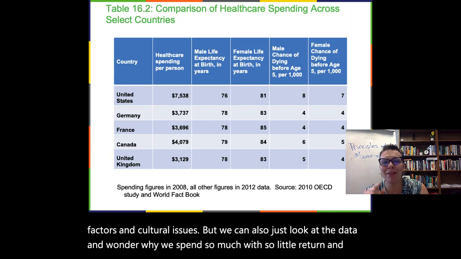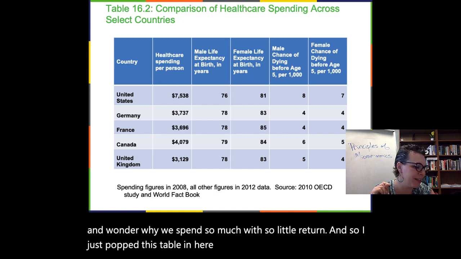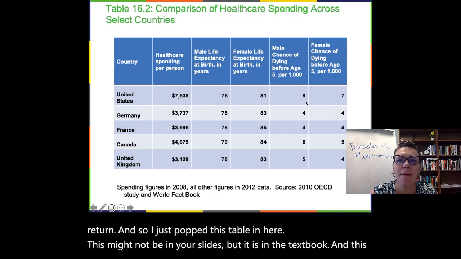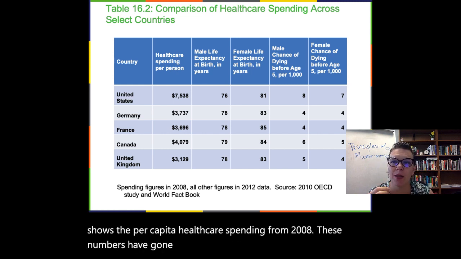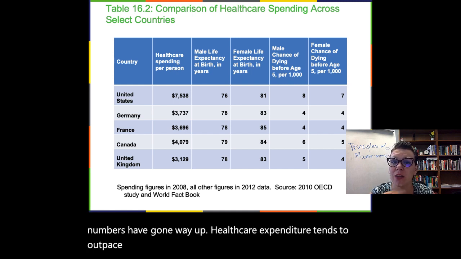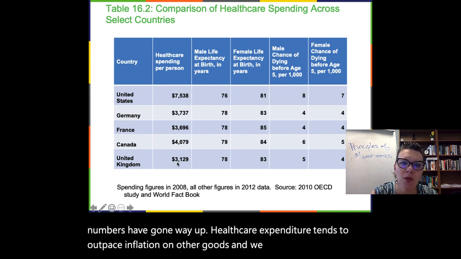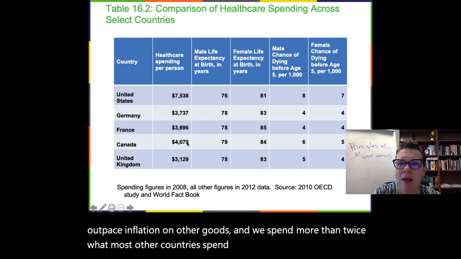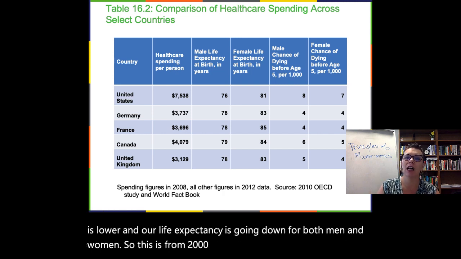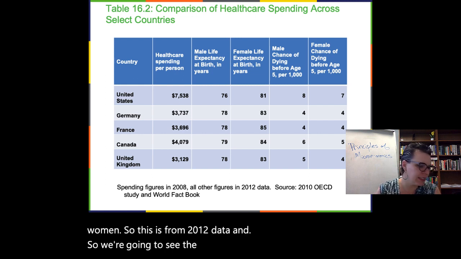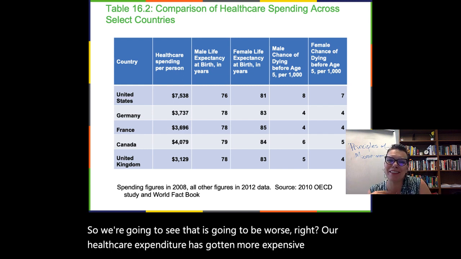So I just popped this table in here. This might not be in your slides, but it is in the textbook. This shows the per capita healthcare spending from 2008. These numbers have gone way up. Healthcare expenditure tends to outpace inflation on other goods. And we spend more than twice what most other countries spend per person. Our life expectancy is lower, and our life expectancy is going down for both men and women. This is from 2012 data, so we're going to see that it is going to be worse, right? Our healthcare expenditure has gotten more expensive. Our life expectancy has gotten lower.